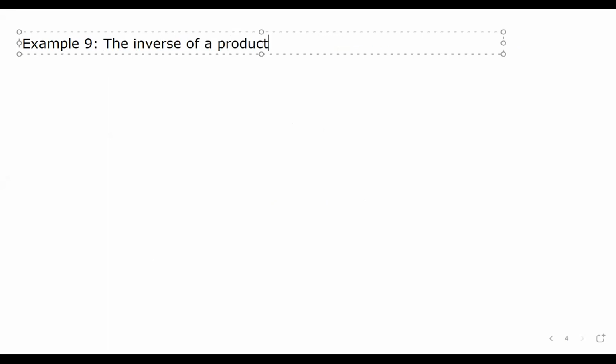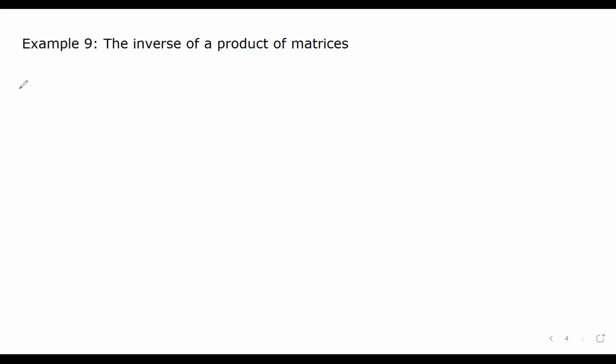So this is example 9. And it's the inverse of a product of matrices. So you're given that the matrix A is equal to the 2 by 2 matrix 1, 2, 1, 3. And you're given that the matrix B is equal to 3, 2, 2, 2.